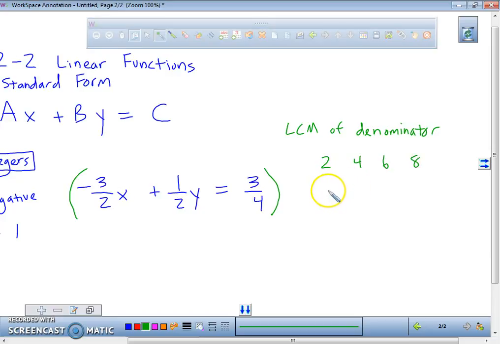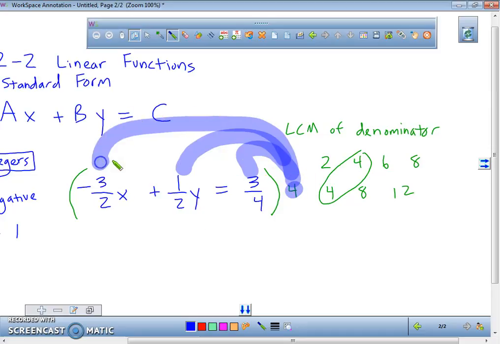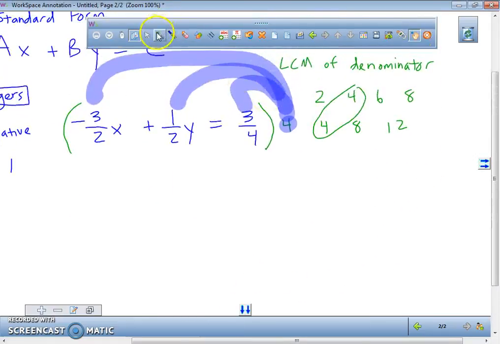Then we have multiples of 4: 4, 8, 12. What's the least common multiple between 2 and 4? 4 is correct. So we're going to take that 4 right here and distribute this 4 to every single number. We're going to remember how to do that. That's an important process. We've done this before. Let's see how you guys do.